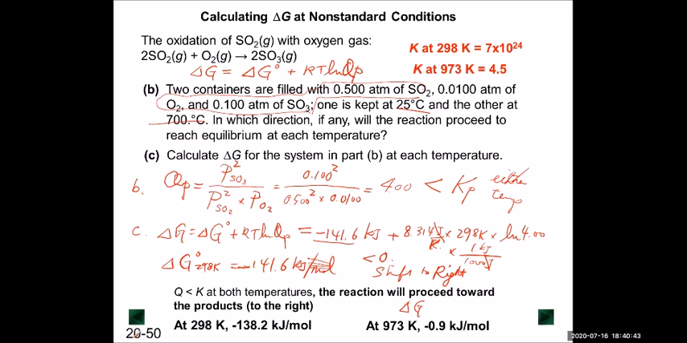The non-standard free energy is negative 0.9. That's a very small negative, which means it will shift to the right, but the location is not very far from the equilibrium, given such a small non-standard free energy change. And it makes sense because the quotient equals 4 and the K equals 4.5. They're very close. It will need just some small movement to shift to reach equilibrium.